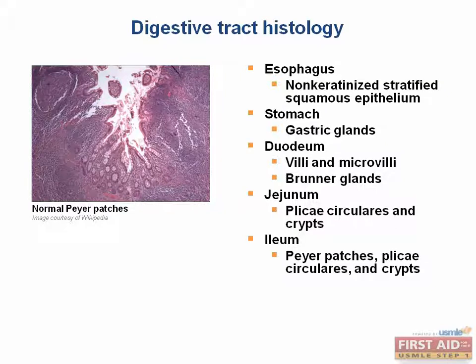The proximal ileum also has these plicae circulares, and the entire ileum has more crypts as well as the unique Peyer patches. These are collections of immune cells similar to the lymph nodes in other parts of the body, which you can see here. Lastly, we'll mention the colon, which also has crypts and numerous goblet cells, but unlike all the other parts of the small intestine, it does not have villi.